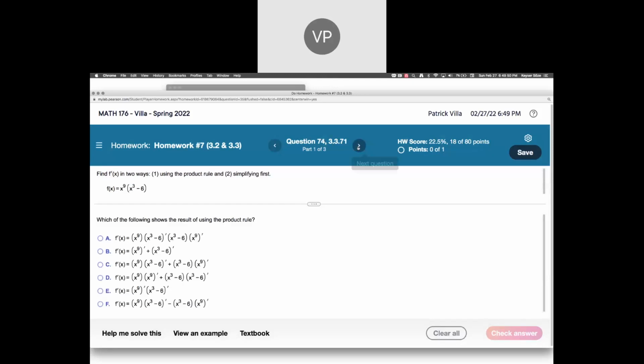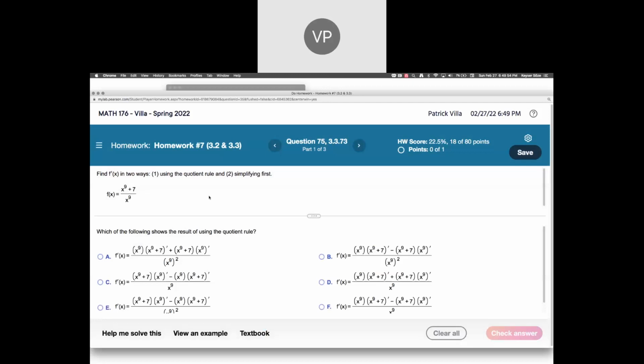Okay, so they want you to find the derivative in two ways. One, using the quotient rule, and two, simplifying first. Okay, so look at the two choices. Now you see how they have all these different options here. Which of the following is using the quotient rule? Got 6 choices here, so we have to make sure we're getting this correct. Okay, so remember how it works.